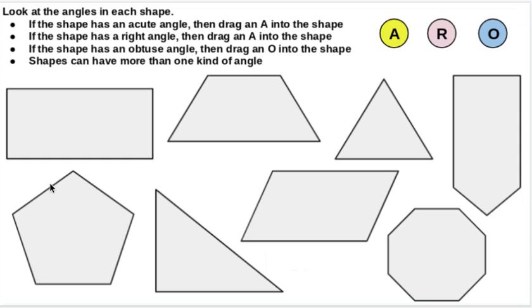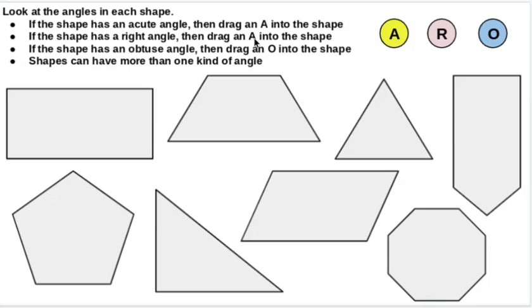On this next activity, you are going to look at all of these shapes. As you can see, all shapes are made up of sides and made up of angles. You're going to decide if the shape has any acute angles. You're going to drag this yellow circle with an A into the shape. If it has any right angles, then you're going to drag a right angle button. And I just noticed there's a typo right here.